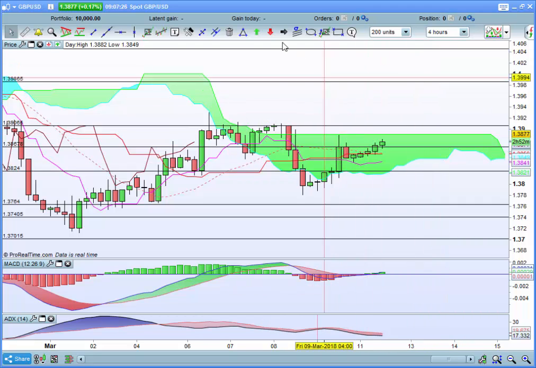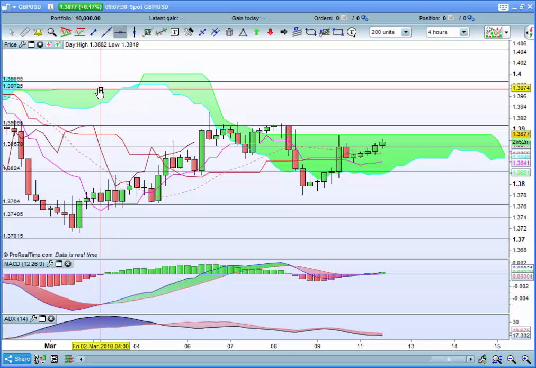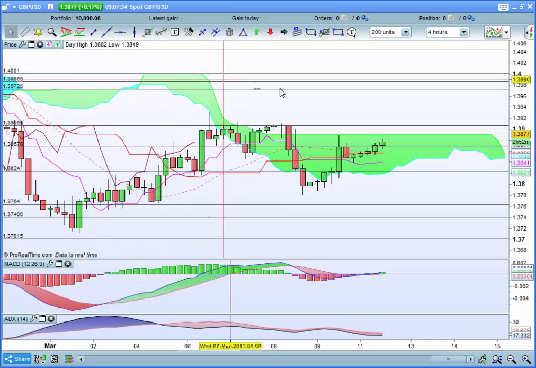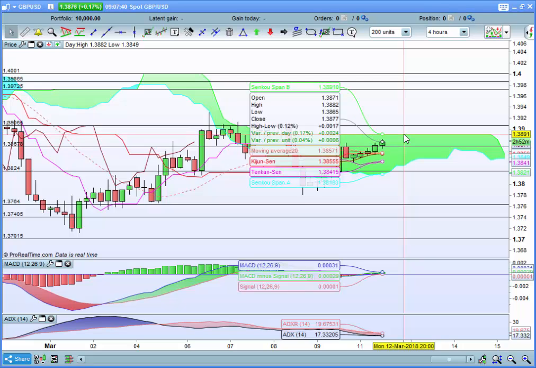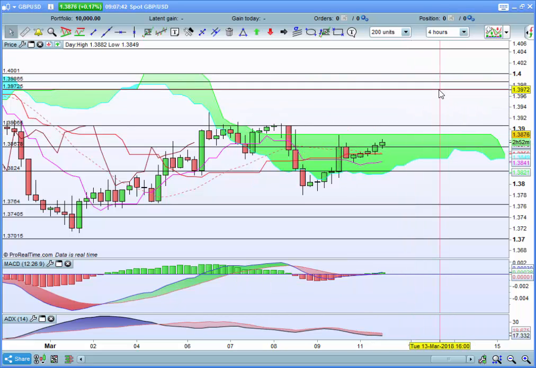Breaking past that would be good, and then we're looking at the next targets here at these old cloud levels at 1.3972 and 1.40. So that would be the upside potential. Support at the bottom end of the cloud, it needs to break past this resistance, and then we're looking at these old highs, old cloud chart resistance levels as the next targets.